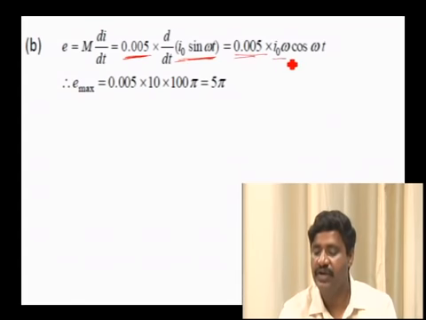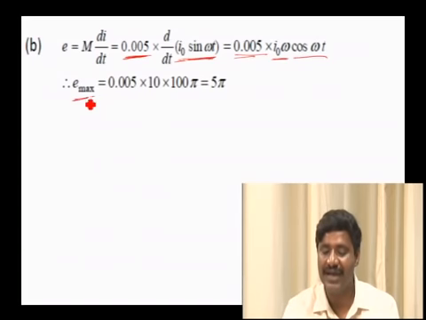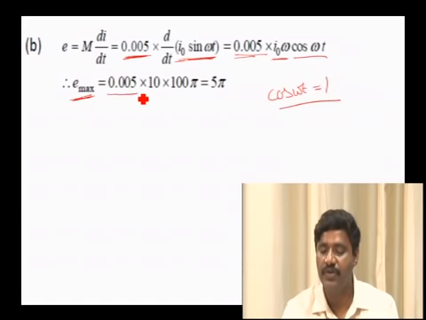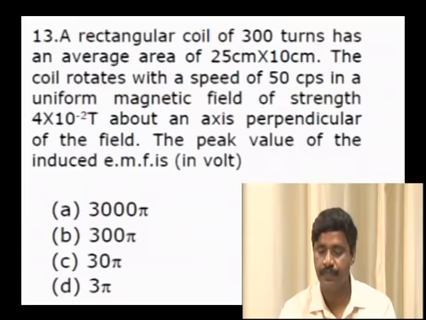Differentiation will give I naught omega cos omega t. But we need to find out the maximum value. For maximum value, we have to take cos omega t equal to 1. The equation will be 0.005 I naught and omega, because cos omega t becomes 1 when E becomes maximum. On substituting all these, you get the value as 5 pi.